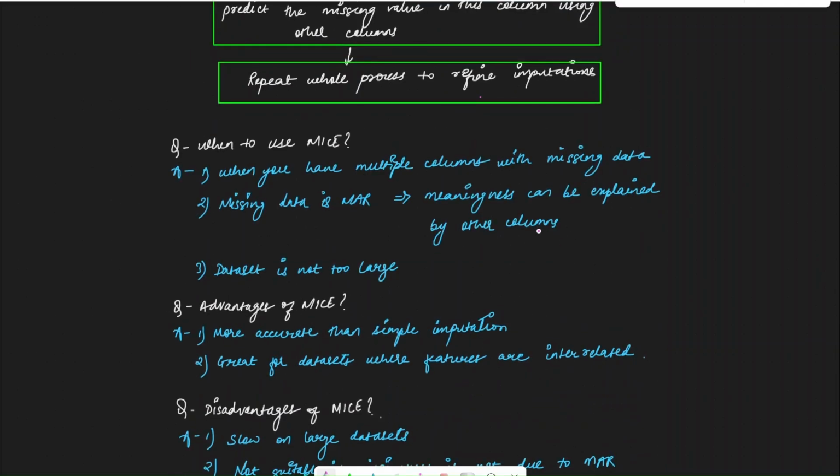Now, when should we be using this method which is called MICE? When we have multiple columns which have missing values, that forms the best use case for using MICE. Also when the data is missing at random, that is, missingness can be explained by other columns. That is when we are going to use MICE, and the data set should not be too large.